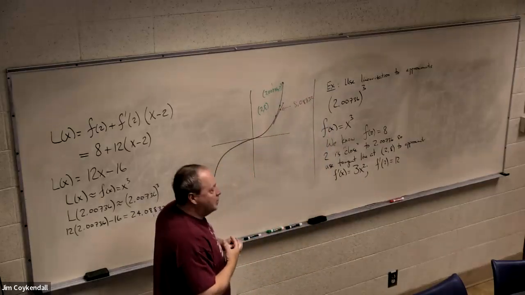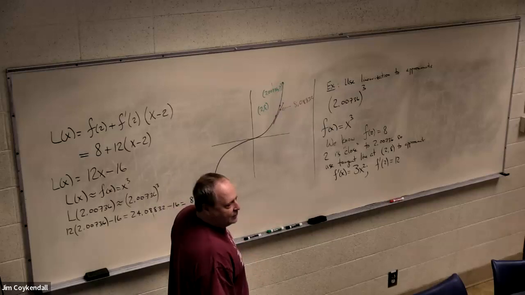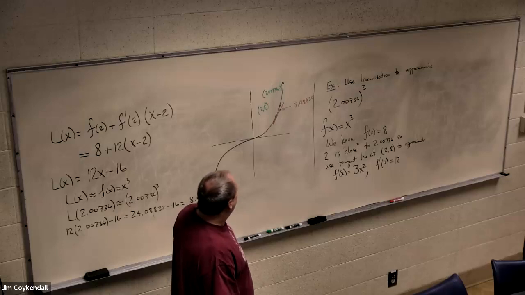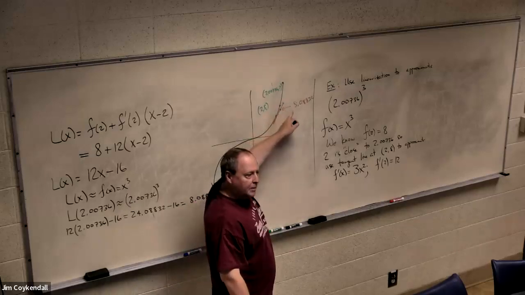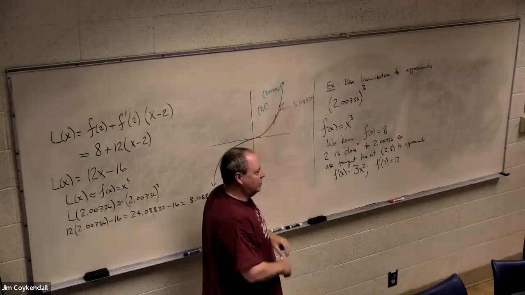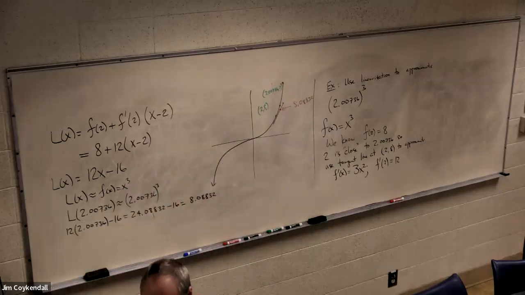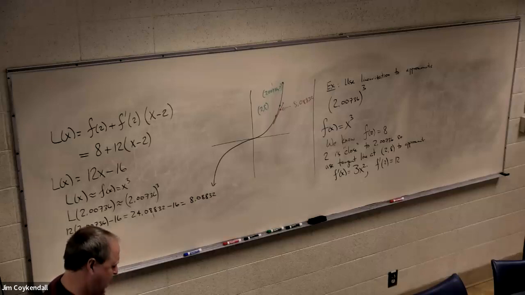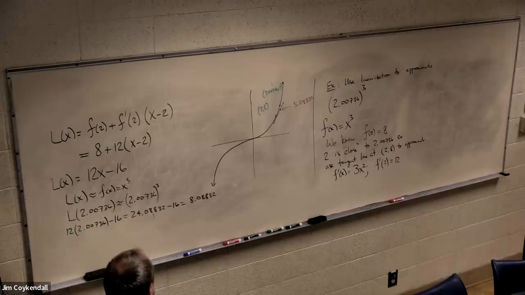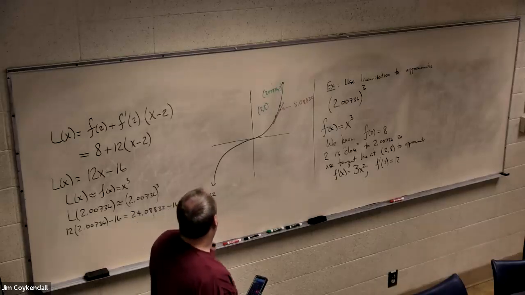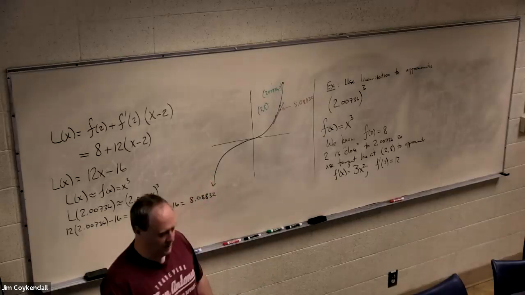Which is higher, the point on the function or the point on the red tangent? The function is higher, so my estimate should actually be a smidge below. And what I get on my calculator is 8.0886. So it doesn't disagree with what it says.